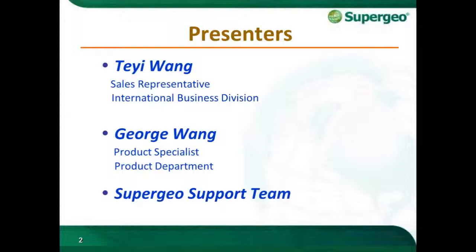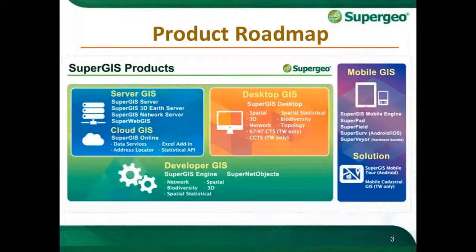For some of our new friends, let me show you the SuperGIS product roadmap first. SuperGIS provides GIS solutions covering all platforms. As you can see here, we have mobile GIS for data collecting, desktop GIS for analyzing, developer GIS for our advanced users to create customized applications, and last but not least, the server GIS for data sharing and publishing.